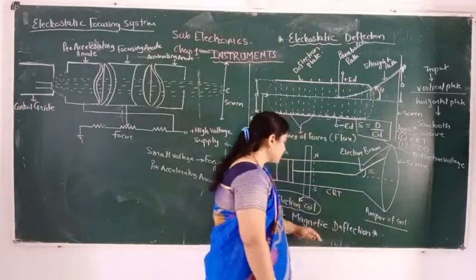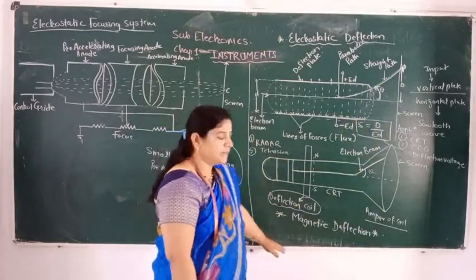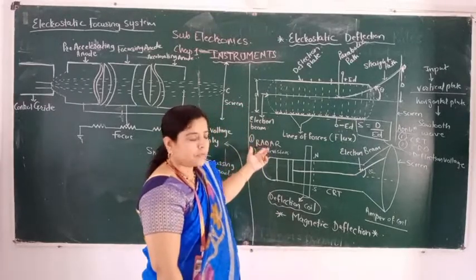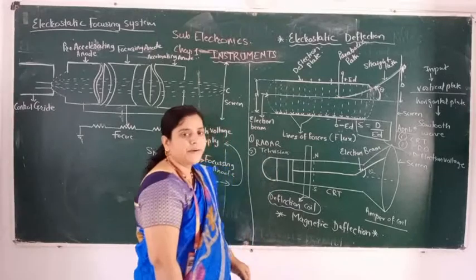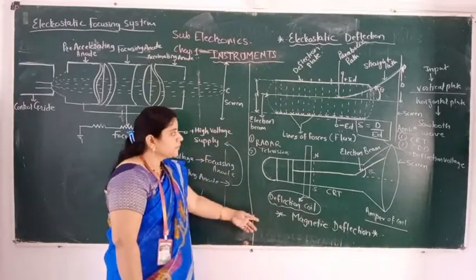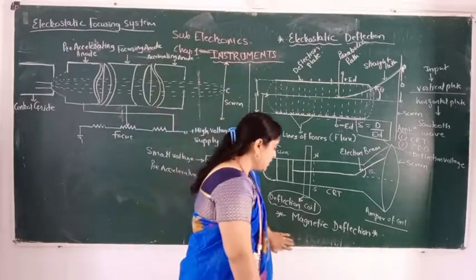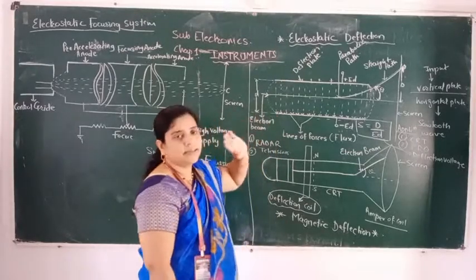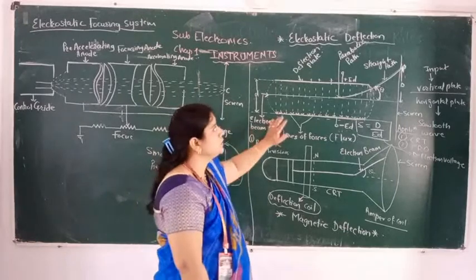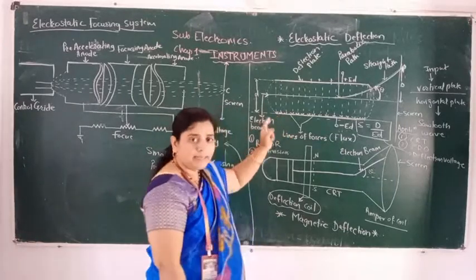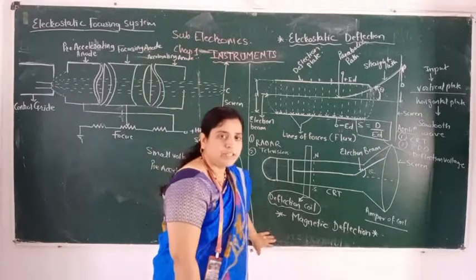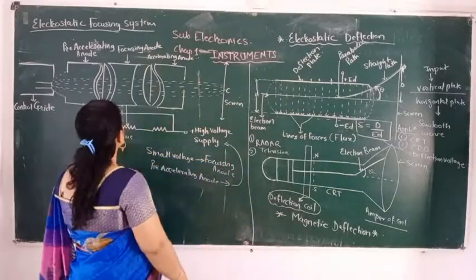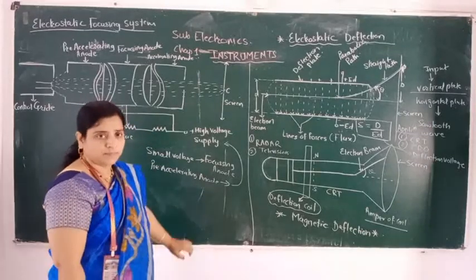So here, what is the application of this magnetic deflection? It is used in radar systems and it is also used in televisions. So if higher deflection is required, then magnetic deflection is used. If it is inconvenient or impossible to use the electrostatic deflection, then and only then magnetic deflection is used. Okay. So this completes your electrostatic focusing system.